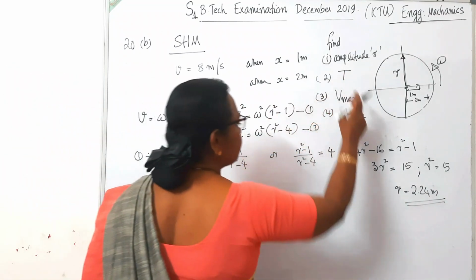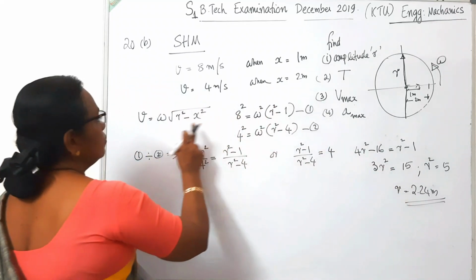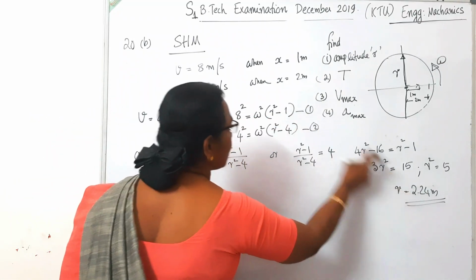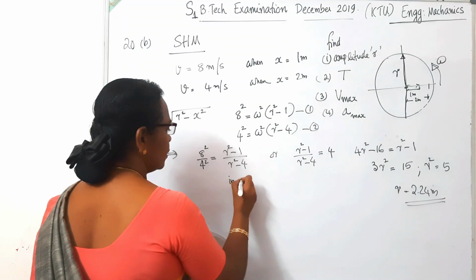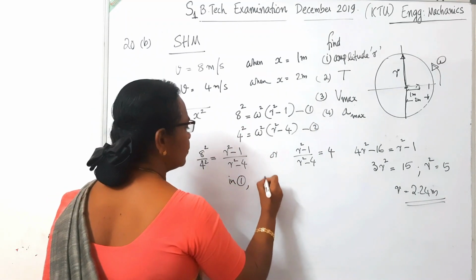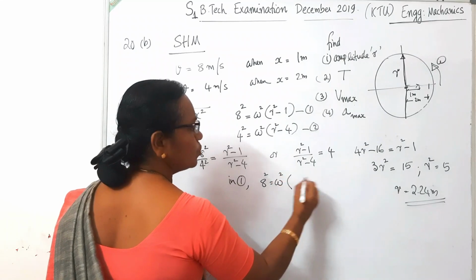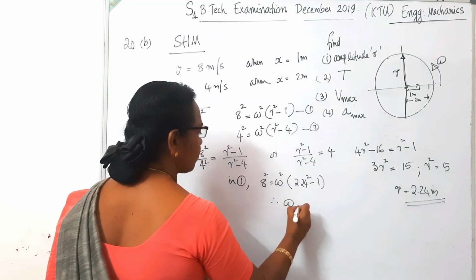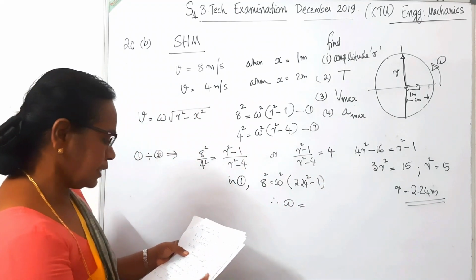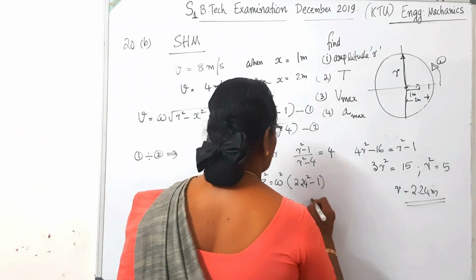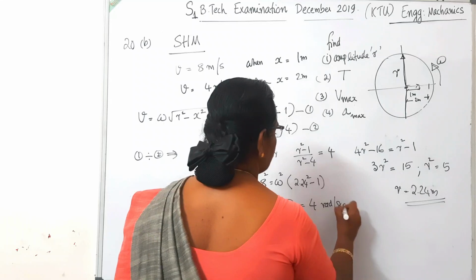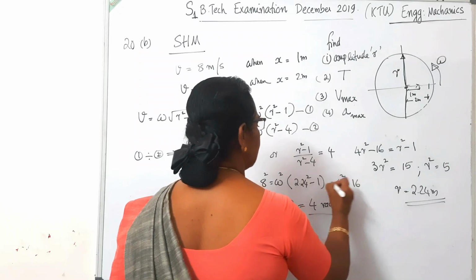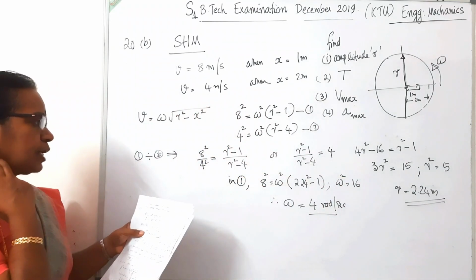Now coming to time period, once we get r, substitute for r in equation 1. From equation 1, 8 square is equal to omega square into 2.24 square minus 1. From that we get omega. It is 5 minus 1, 4, so omega square is equal to 16. So we will get omega, the angular velocity, as 4 radians per second.